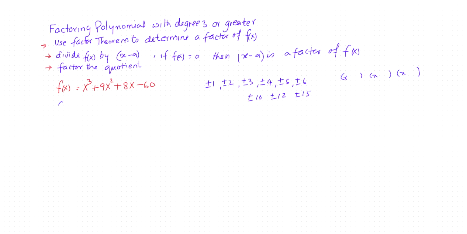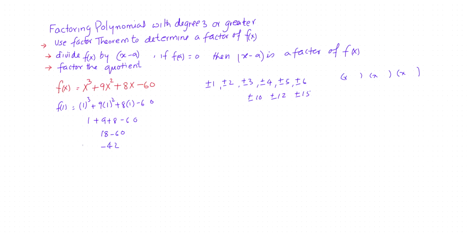For x, we'll write 1 cubed plus 9 times 1 squared plus 8 times 1 minus 60. So we get 1 plus 9 plus 8 minus 60. So we get 18 minus 60, negative 42. So we know this is not a factor. So f of 1 is negative 42.